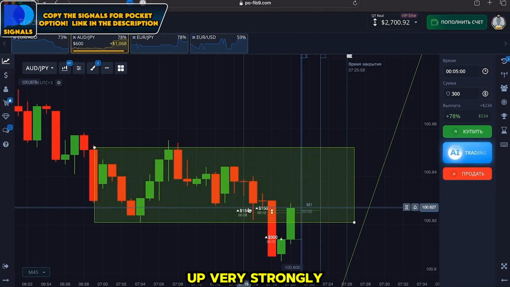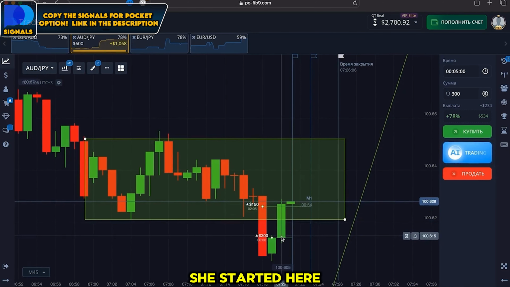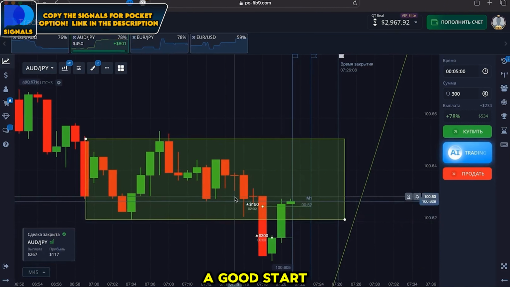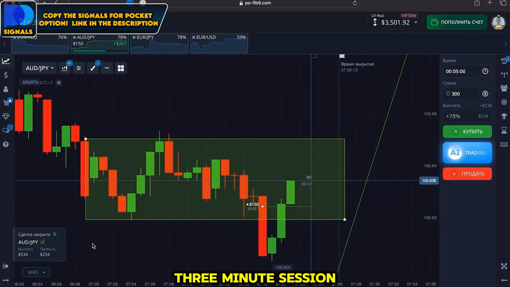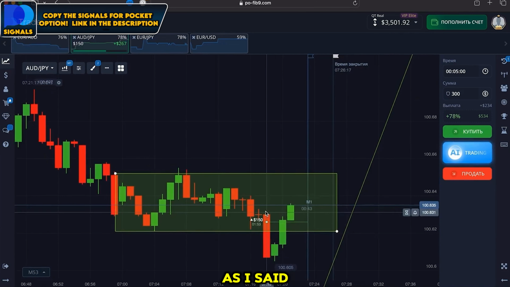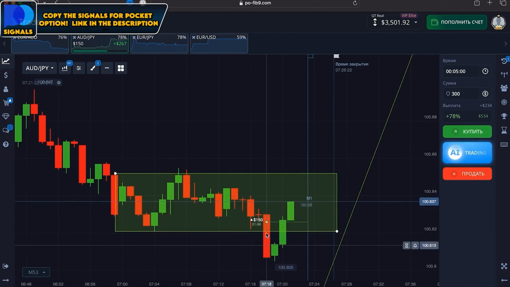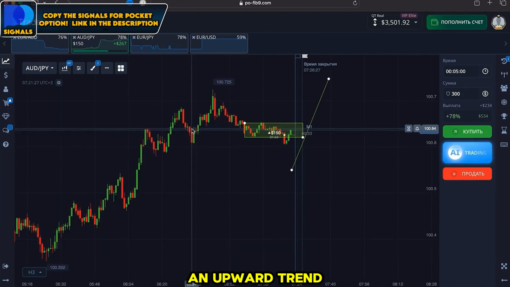The candle shot up very strongly after all, and closed very high. In the last 5 seconds it started here and gave itself a good start straight up. Plus $150 for a 3-minute session, and we also have a double session. Everything is great. Well, as I said, even with such volume as we see, there are no tails, that is shadows. The volume is very good, it sharply went down, but we have an upward trend.